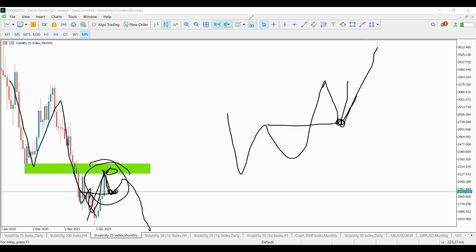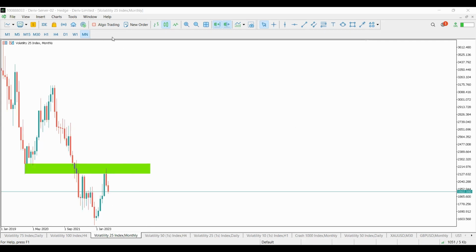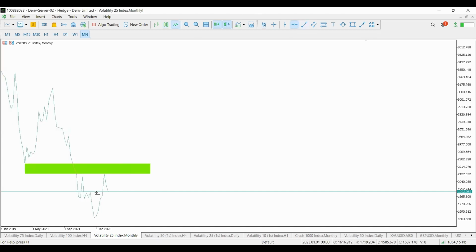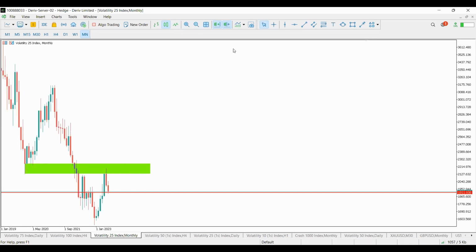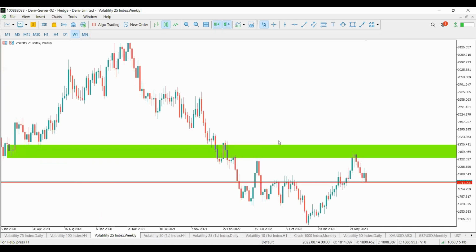So we have gotten our direction. What next do we want? So I'm just going to go to line chart to clearly mark my level here that I want the market to test. Then I'll go back to candlestick chart, and let's go down to the weekly time frame and observe what we see in weekly.